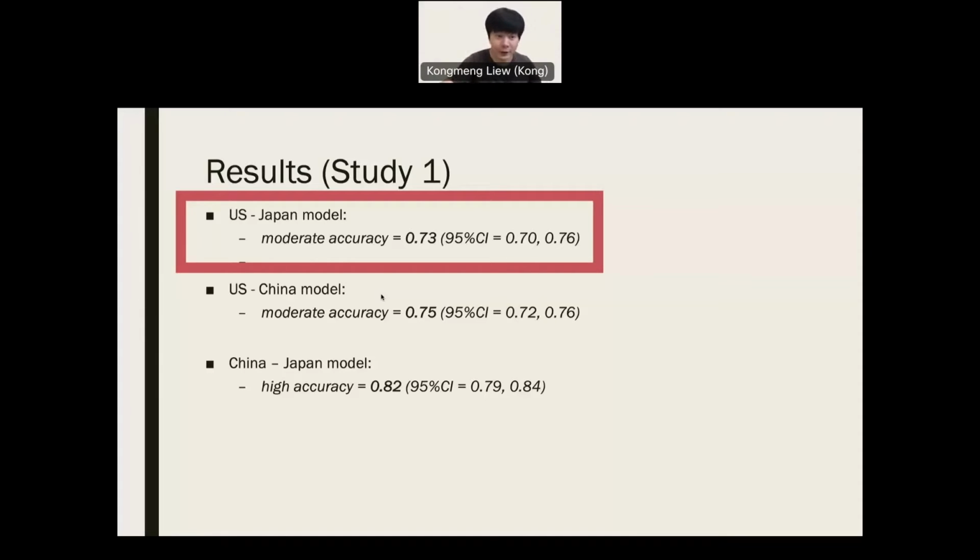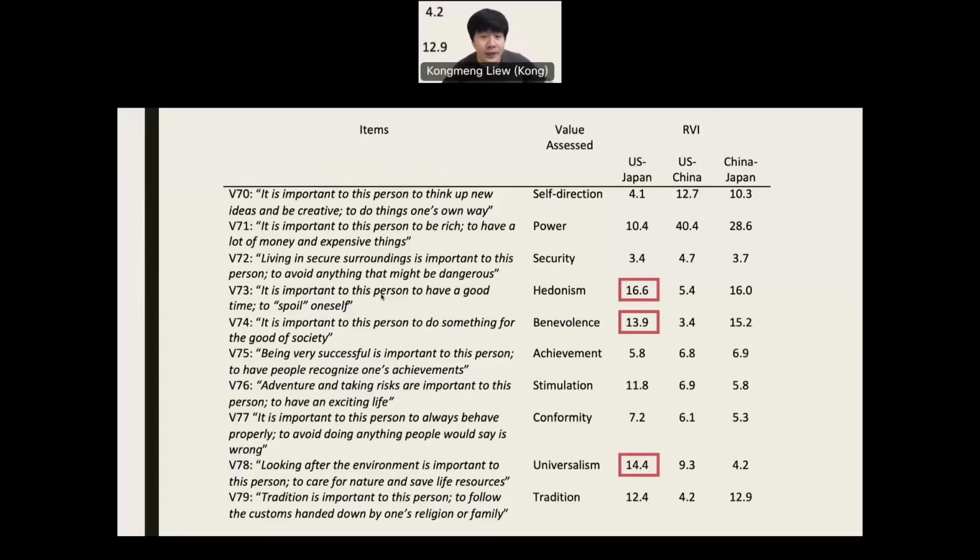So first of all, we're going to focus on the US and Japan. I'm not sure if you can see my mouse. These are the list of variables that we use. And these are the relative variable importance, which is the percentage that a certain variable has been selected for stratification. And we found that the most important variables were hedonism, benevolence, and universalism.